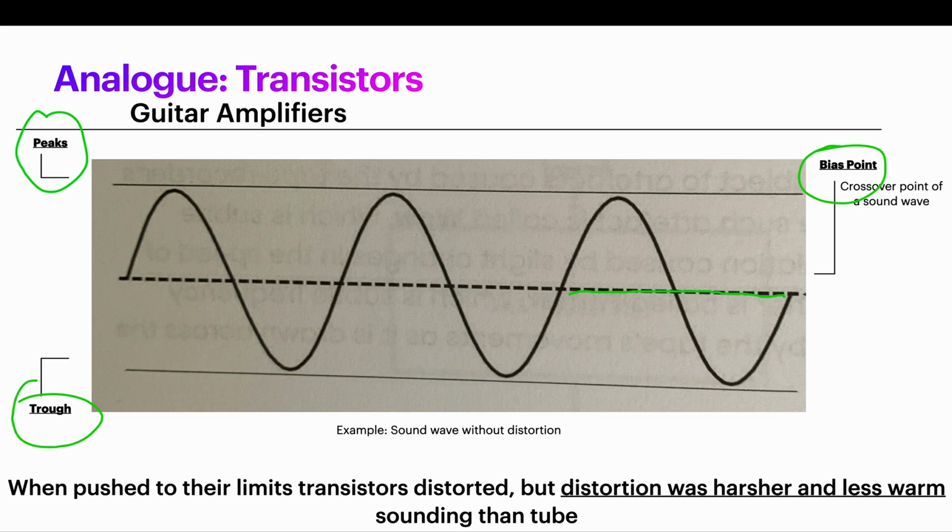Now, when you had a guitar sound and it was pushed through one of these transistors, basically what would happen is that it would distort, and the sound that came out was a more harsh sound and a little bit less warm than the tubes.